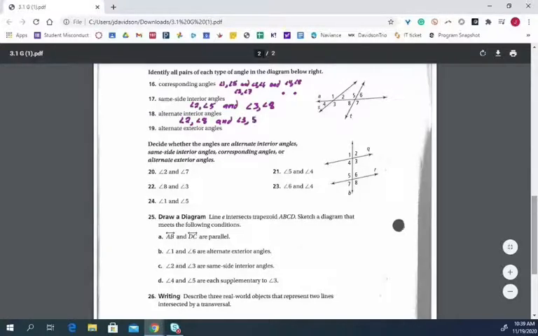How many questions are there? All right, 27. Alternate exterior: 1 and 7. Good. And 4 and 6. Any comments or questions or repeats?